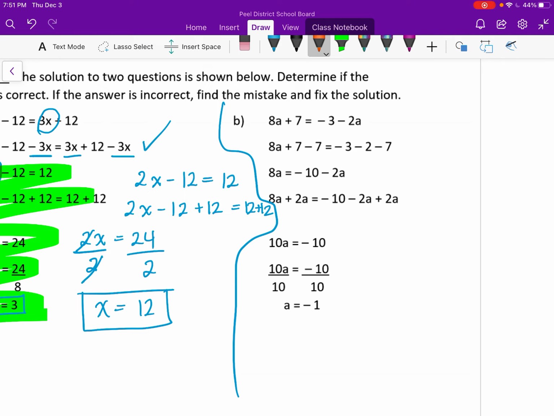Okay, welcome back. So I just hope that you had paused the video and you had gone through it yourself. So you have 8a plus 7 minus 3 minus 2a. So you have 8a and 2a. You want to bring the 2a to the other side. So this person did 8a plus 7 minus 7, which is fine, you can do it that way, minus 3 minus 2 minus 7.